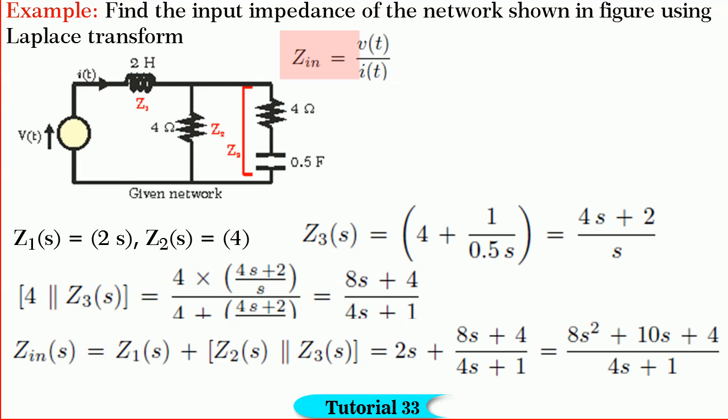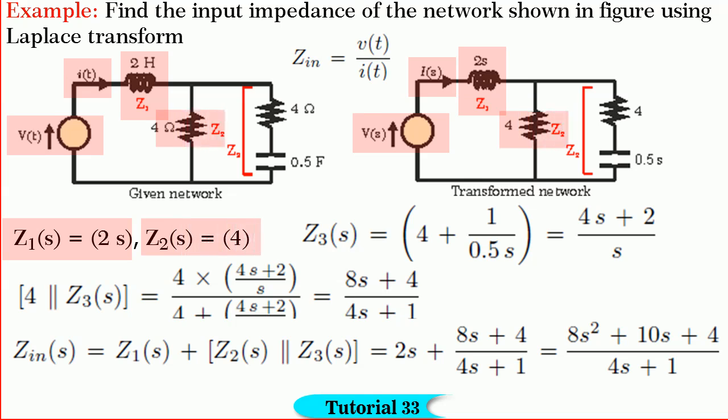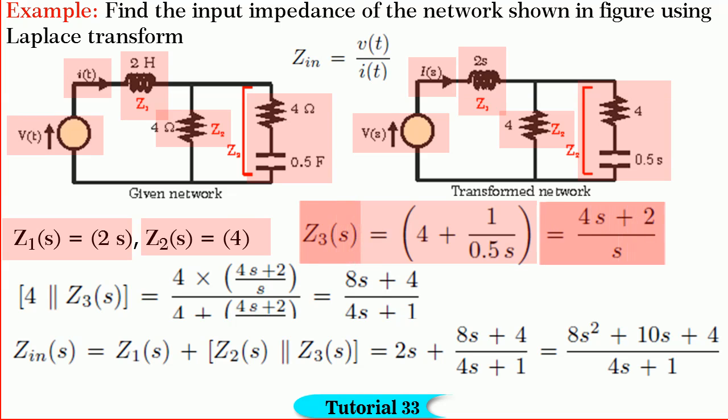How do we find Zin now? The only way is to transform the given network using Laplace transforms. We know that the Laplace transform of v of t is capital V of s, i of t is capital I of s, and Z1 of s is equal to 2s, Z2 of s is equal to 4, Z3 of s is equal to 4 plus 1 upon 0.5s. Note that. By solving it, we get Z3 of s is equal to (4s plus 2) divided by s.